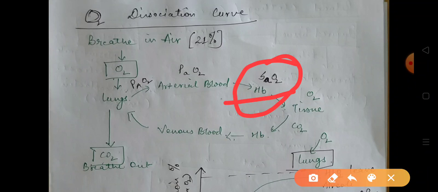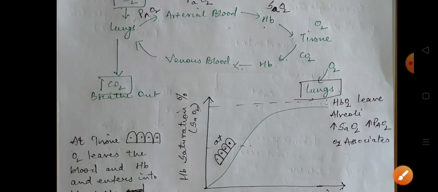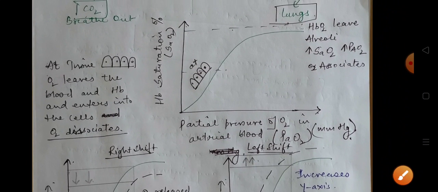Next, this hemoglobin carries the oxygen to the tissues, then exchange of gases occurs, carbon dioxide is released out and it enters into the veins, and from veins it enters the lungs, where exchange of gases occurs and carbon dioxide is breathed out. So this was a simple general process of how the oxygen is transferred to the tissues and how the carbon dioxide comes out from the tissues. Now next we discuss the oxygen dissociation curve.